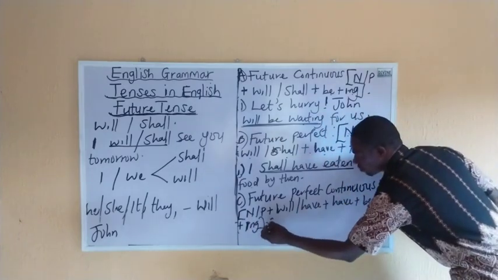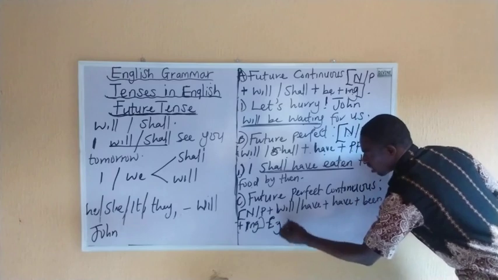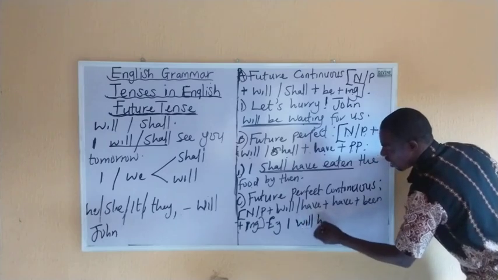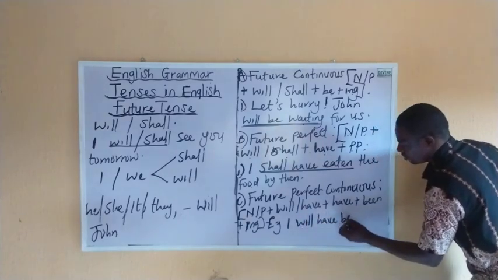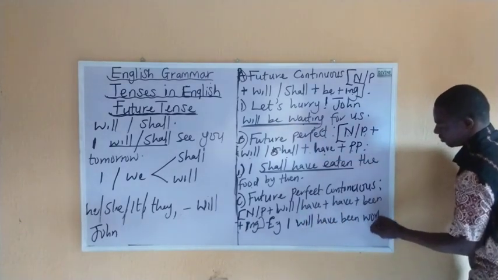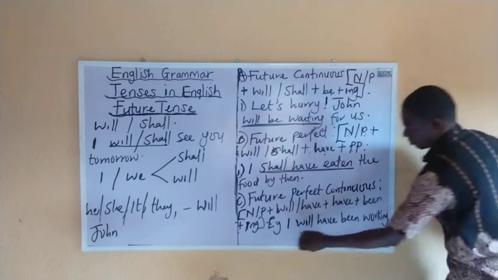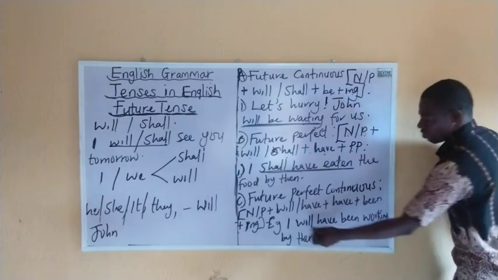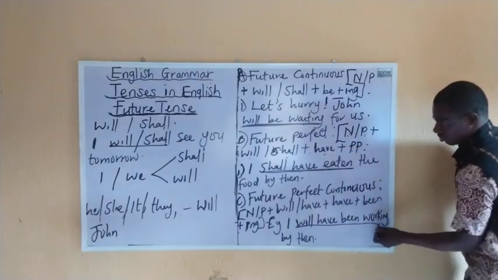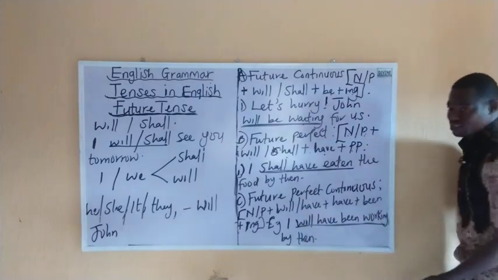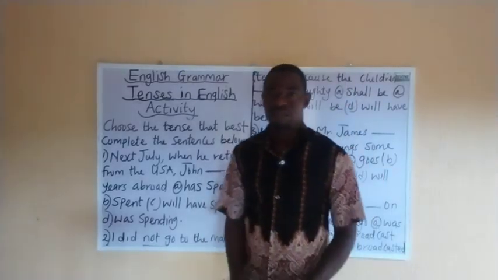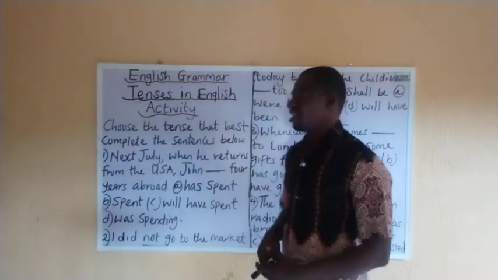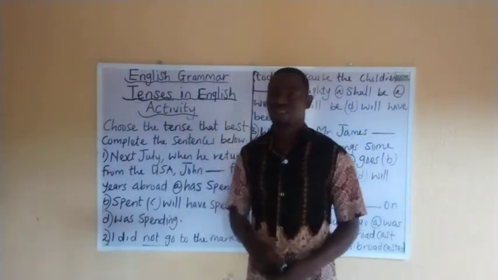Example. I will have been working by then. Okay, fine. Will have been working by then shows the future perfect continuous. Let's conclude the topic tenses in English with the following activity.